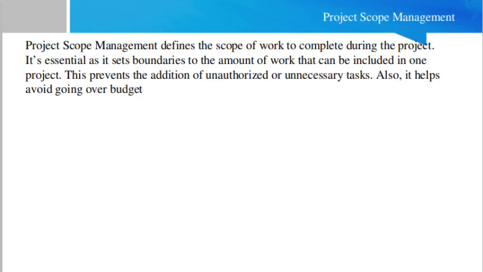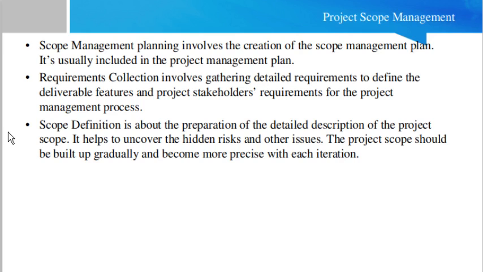Now what is project scope management? That is the knowledge area as per the definition of the PMBOK guide. It defines how we as project managers can manage the scope of work, the things which we are going to deliver to the customer. So the first thing is scope management planning. It involves the creation of the scope management plan, which is usually included in the project management plan. So first we have to make a scope management plan. Now what is a scope management plan? It is a part of the project management plan, and it defines how you will manage the scope or deliverables.